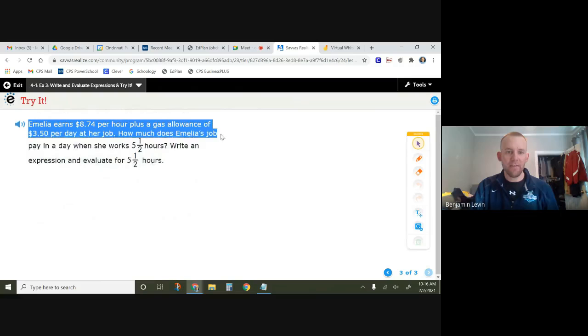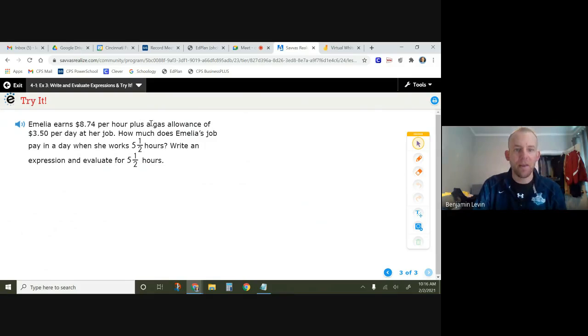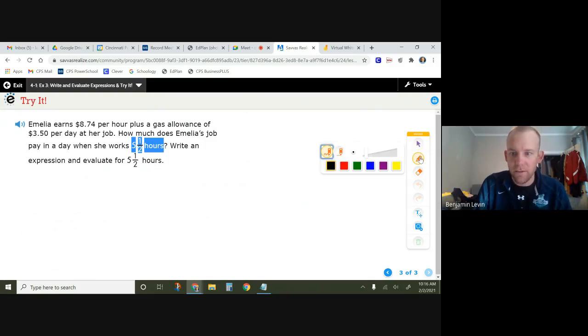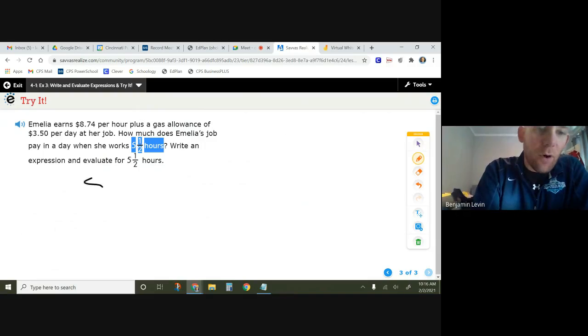Amelia earns $8.74 per hour plus a gas allowance of $3.50 per day at her job. That must be nice. They pay for a gallon of gas every day, or a little bit more than that, I guess. How much does Amelia's job pay in a day when she works 5.5 hours? Write an expression and evaluate. All right, so let's write an expression. She makes $8.74 per hour.